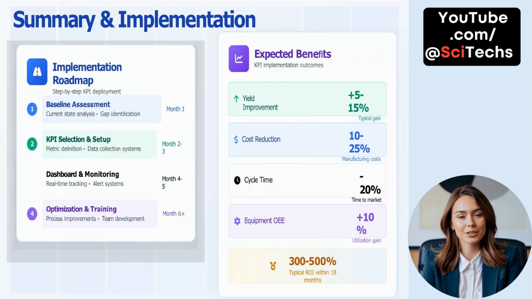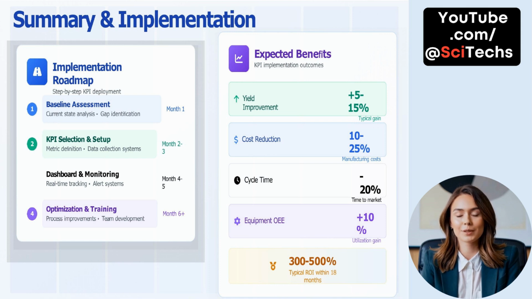Summary and implementation. A structured roadmap is essential for effective KPI implementation and long-term results. The process begins with a baseline assessment in month 1. This involves analyzing the current state of operations and identifying performance gaps that need to be addressed. Next, during months 2 and 3, comes KPI selection and setup. This includes defining the right metrics and setting up systems for accurate and continuous data collection.